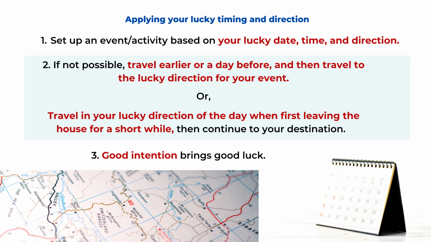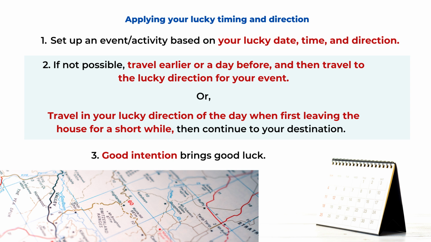You can first find out the lucky timing and lucky direction. And we want to travel from that lucky direction, and if possible, starting from the lucky time. And this can be arranged. For example, if your lucky direction that day is the east, you can travel to the west of that location, maybe a day earlier or a couple hours earlier. And then during that day, you can travel to the east, and if possible, start traveling during the lucky hours.